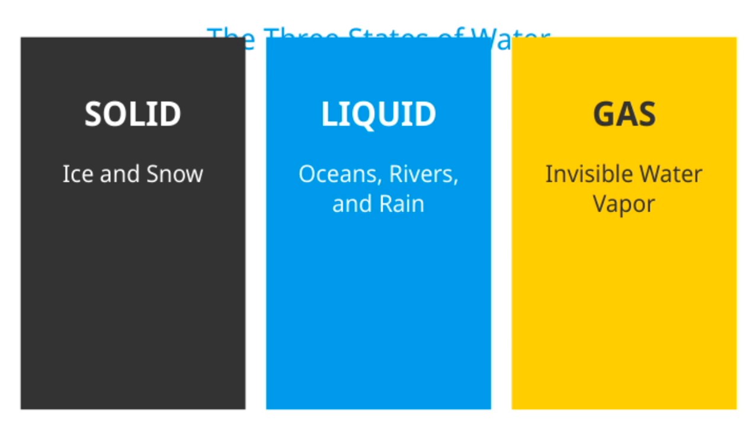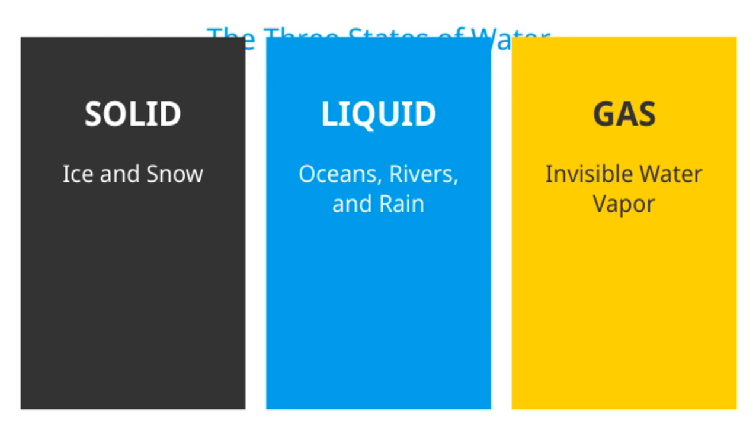Now moving on to liquids, like in lakes, rivers, and rain. These are the most familiar forms of water we see every day. When water evaporates, it turns into vapor, but it can also condense back into liquid form, such as when clouds form or when rain occurs.